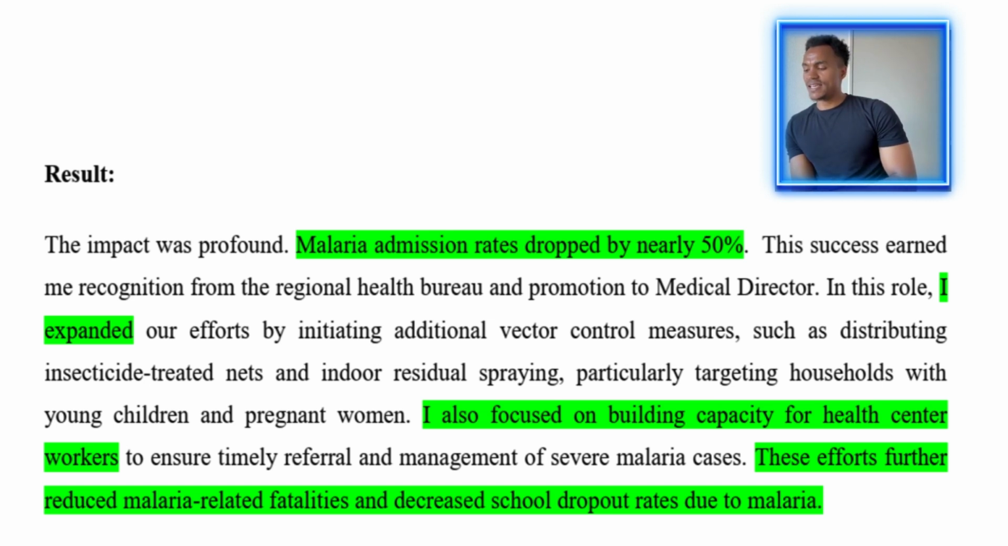Here in the result, the impact was profound. Malaria admission rate dropped by nearly 50%. Okay, this is imaginary, and it is very difficult to drop by 50% by one person's activity. So don't exaggerate in your application essay. This is just for the sake of example, and I want to show how you have to use statistics, numbers, figures, like nearly 50%, almost half. So you can write like that to give credibility to your essay. Numbers and percentages are always very important.